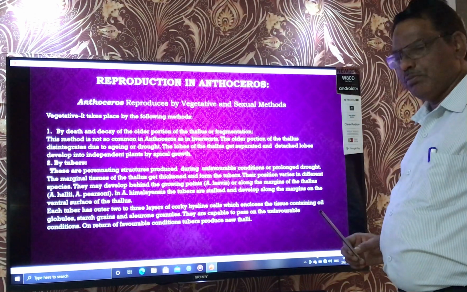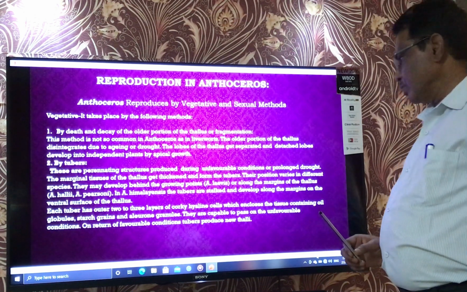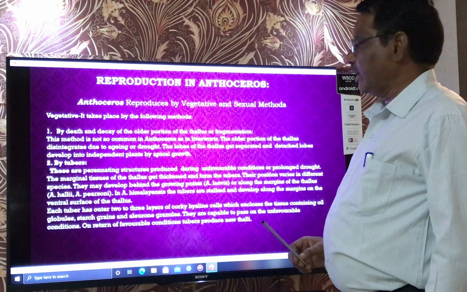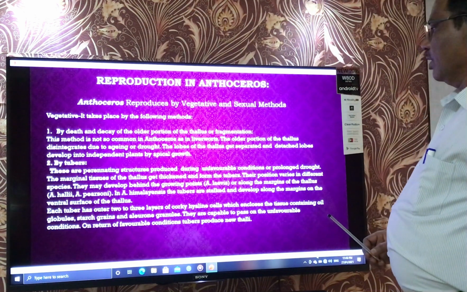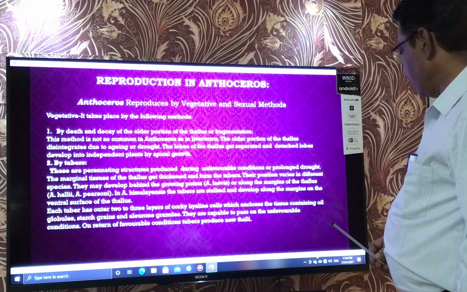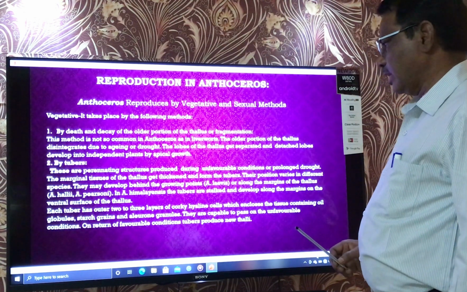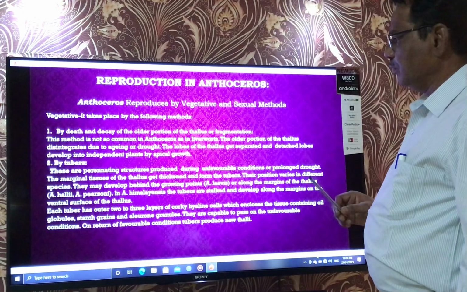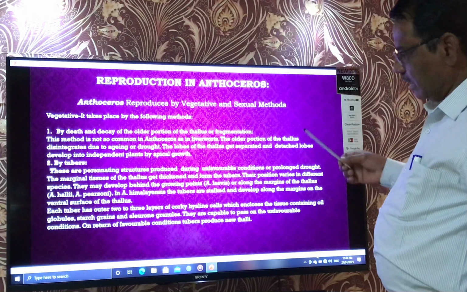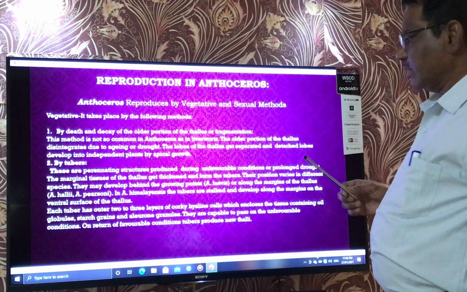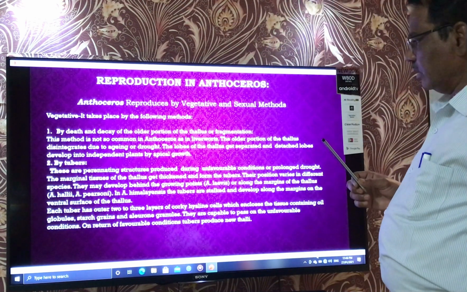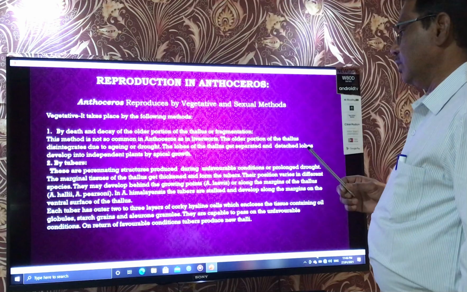They may develop behind the growing point, as in the case of Anthoceros laevis, or along the margins of the thallus in the case of Anthoceros hallei or Anthoceros pearsoni. In the case of Anthoceros himalayensis, the tubers are stalked and develop along the margins of the ventral surface of the thallus. So these tubers, which are perennating structures rather than reproductive structures, develop at different sites on the ventral surface, either along the margins, along the midrib portion, or along the tips of the growing thallus.